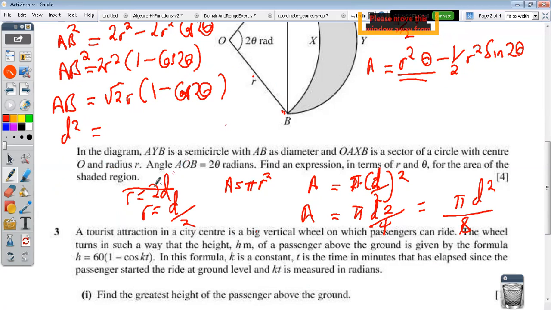The d squared, I square everything there. So if I square, I'm squaring that. That's the d squared. So for the d squared, you go back to this. The d squared is 2r squared brackets 1 minus cos 2 theta. So that's the one that you are plugging into this formula and dividing by 8 like this, and subtracting this that we found there.